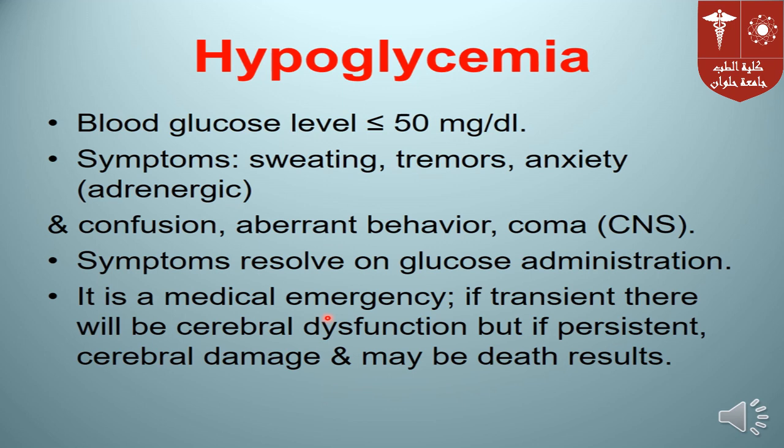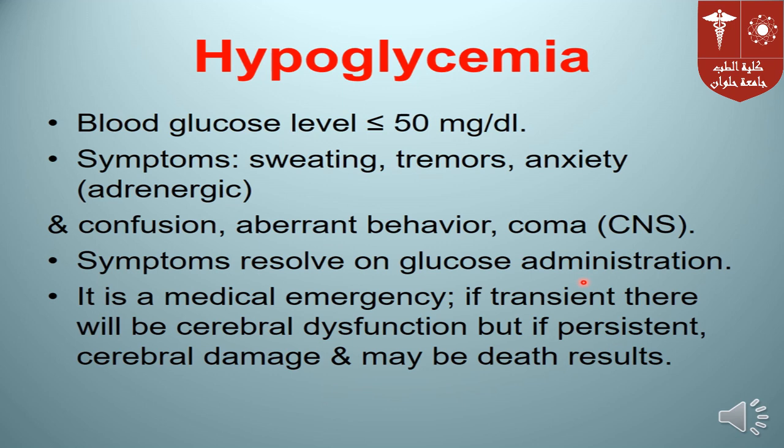Hypoglycemia is a medical emergency, very dangerous. So we should raise his blood sugar. How can we raise the blood sugar? Give him glucose immediately by glucose administration. We can give glucose IV, of course, intravenous.